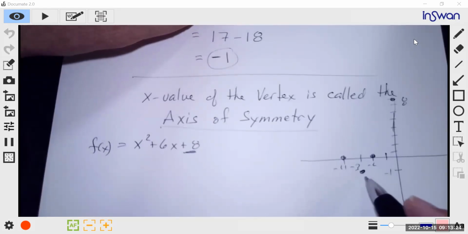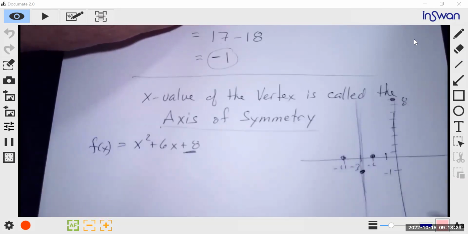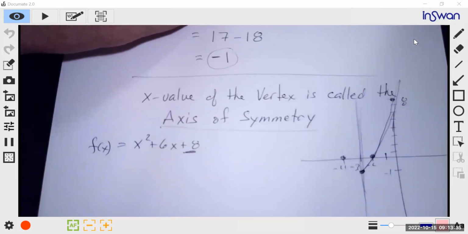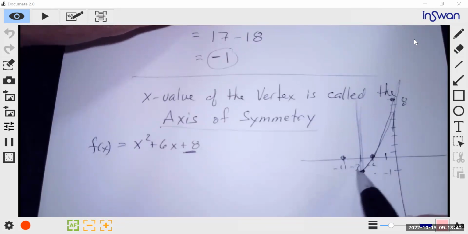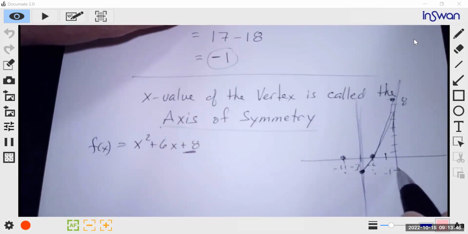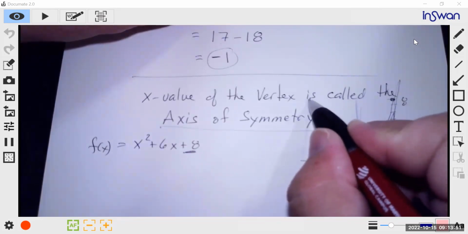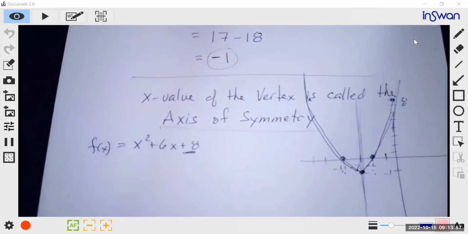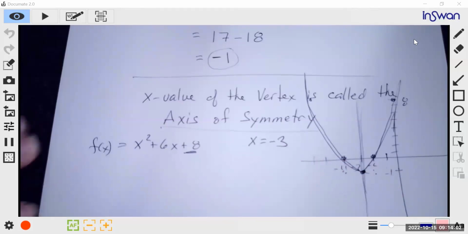The reason this is called the axis of symmetry is that if we drew a vertical line through that point, this side of the graph has to mirror this side. If we go from here to the right up, we get a point. If we go to the left up, we get a point. We went 1, 2, 3, and all the way up to 8. We have another dot. So we have the mirror image. That's the reason it's called the axis of symmetry. The axis of symmetry is x equals -3.